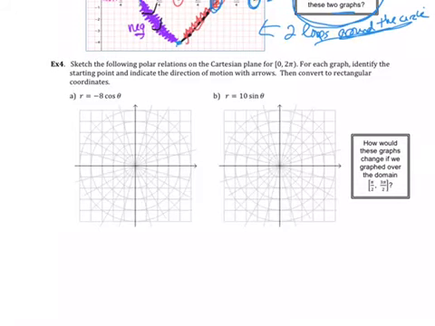For 0 to 2 pi. So this has been added. Sorry, when I made your photocopies, this wasn't on there. It says for each graph, identify the starting point and indicate the direction of motion with arrows.